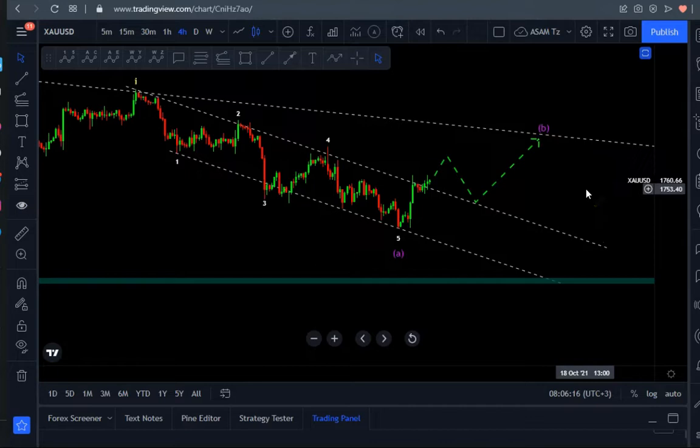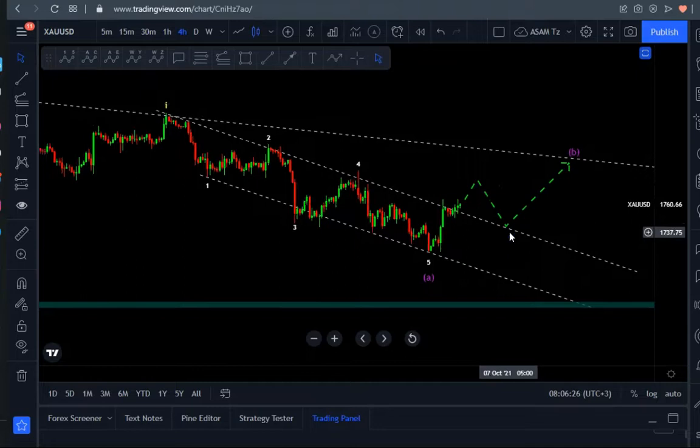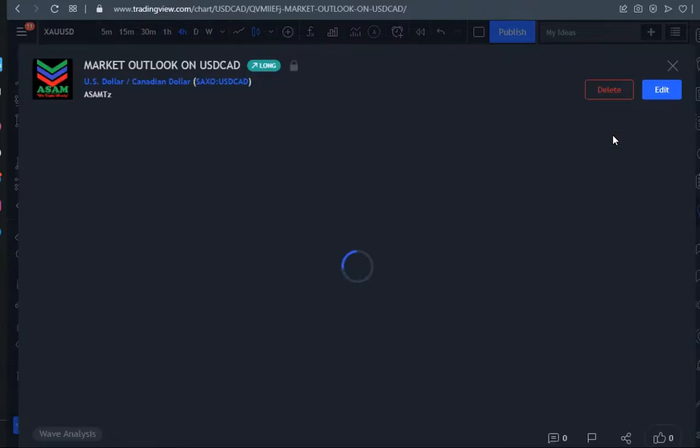But now what has yet happened here? We have to look at what has yet happened around this area. So this is in gold. Actually, this is in gold. But remember, we had another analysis in USD CAD that has done very well. Analysis in USD CAD, this one I will talk about later. The idea on USD CAD.